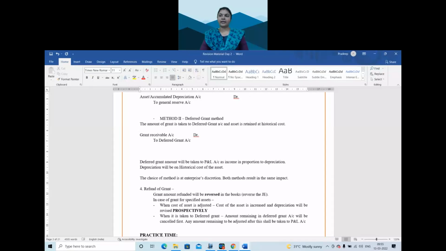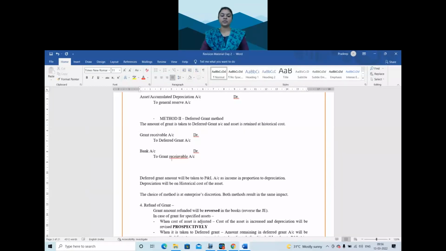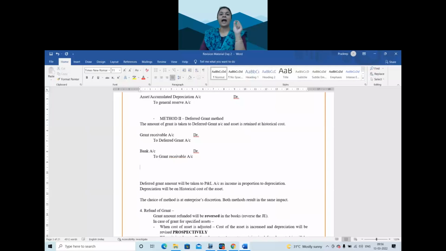And of course, the receipt entry: bank account debit to grant receivable. And the next entry is what is going to be more important, where the grant amount which is standing in deferred grant will proportionately be charged to income, or taken to income, in proportion to your depreciation.